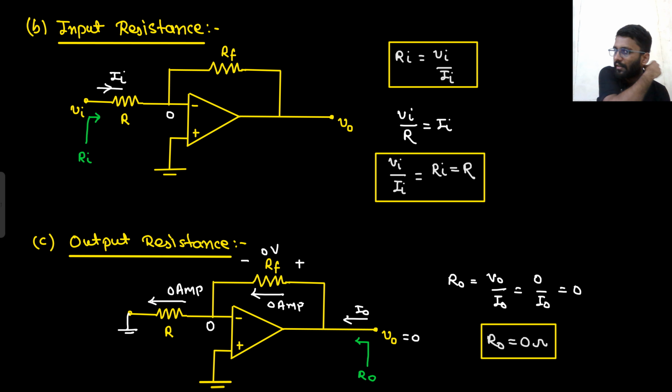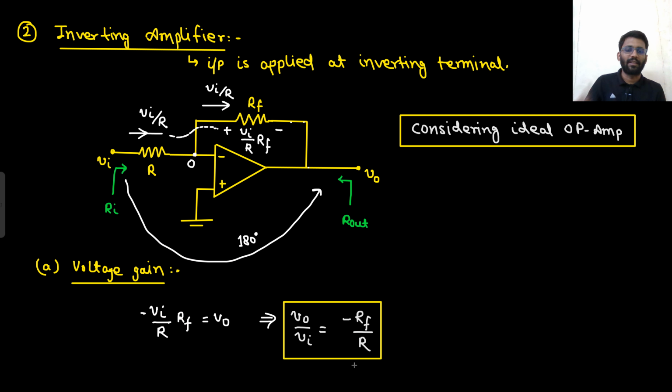This is what you got here, minus RF by R. So I highly recommend to remember this. But once you solve many problems, once you see many configurations of OpAmp, we will see hundreds of problems in OpAmp, there you will be able to remember it. This is 0, this is 0. So V in by R current is flowing here. That means V naught by V in would be minus RF by R.